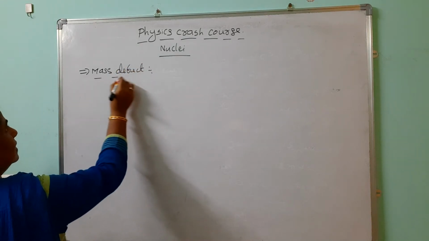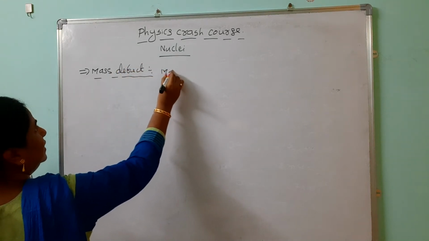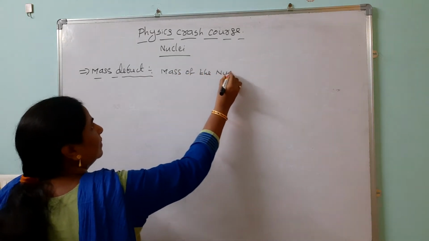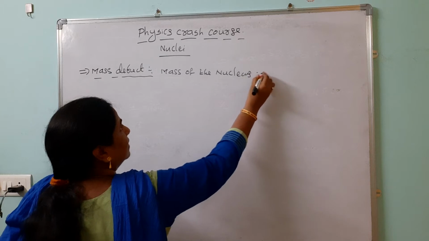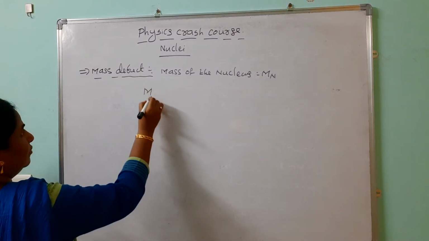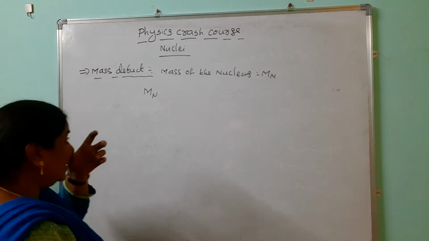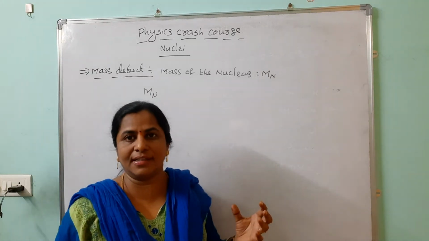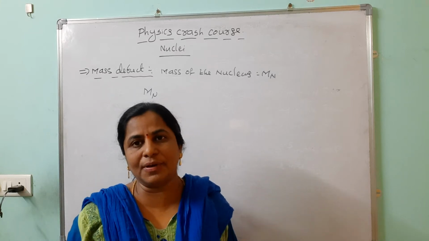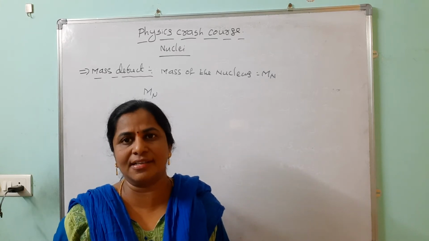Look here. We are taking the mass of the nucleus, Mn. Mn is formed by protons and neutrons, just as we take 5 plus 5 equals 10. So here also, the nucleus is the combination of protons and neutrons.